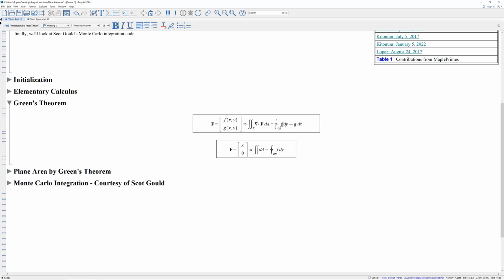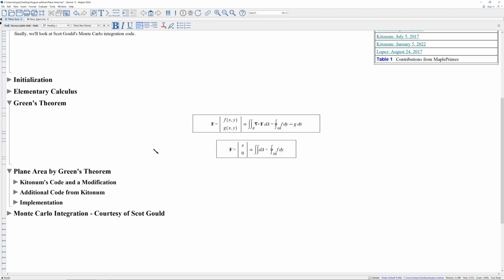That's the flux. If g is 0, then your vector is (f, 0). g is 0, so this drops out. You go around the boundary, f dy. It's a flux integral. It gives you the area inside. So now the nitty gritty of using Green's theorem to compute the area of a plane region.